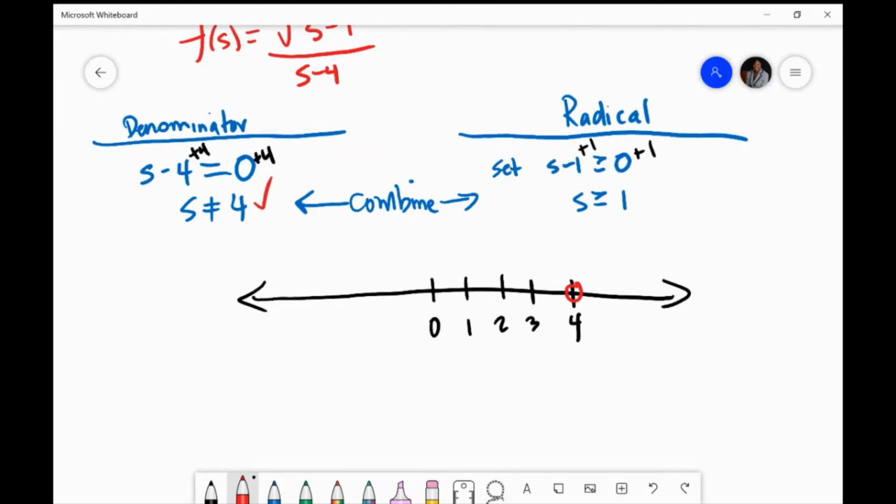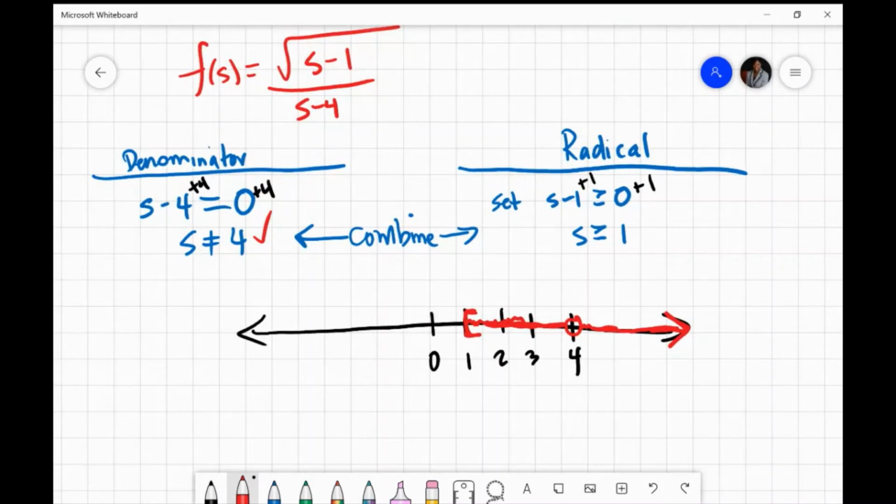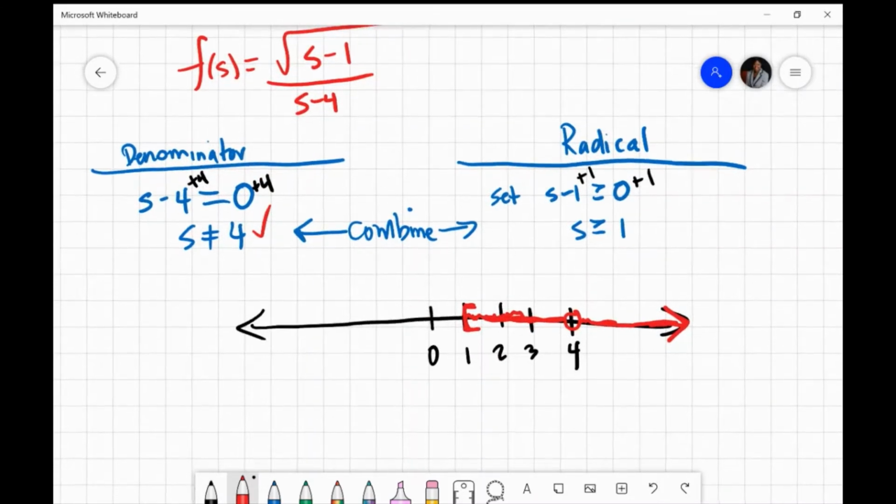But the other side is saying s has to be greater than or equal to 1. So what would you put at 1 to indicate that? And this is 1 right here. A bracket. Since it said greater than, we're going this direction. All these numbers here are greater than 1, correct? But I can't go through 4 because we already said that's a restriction. We have to skip over 4 because if we plug 4 into this function, the denominator will end up being 0, which makes it undefined.